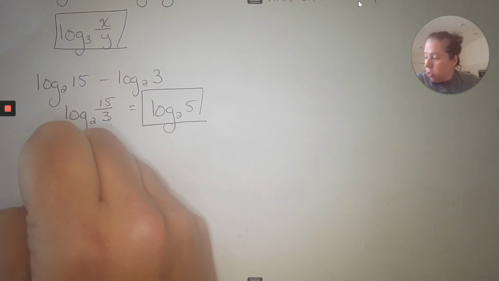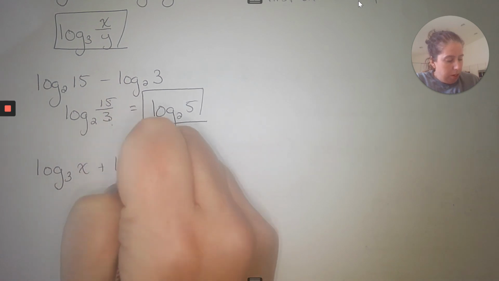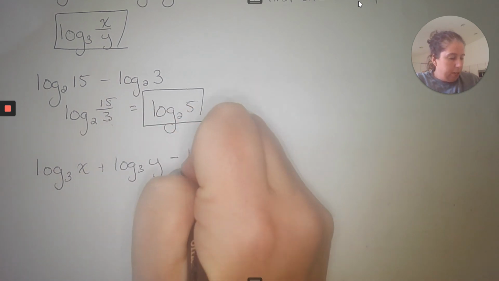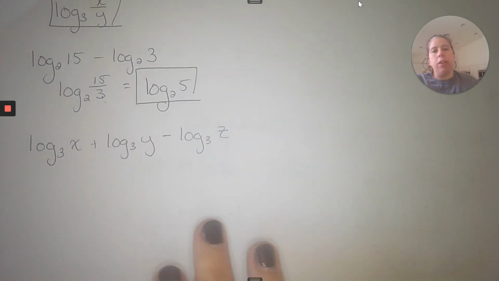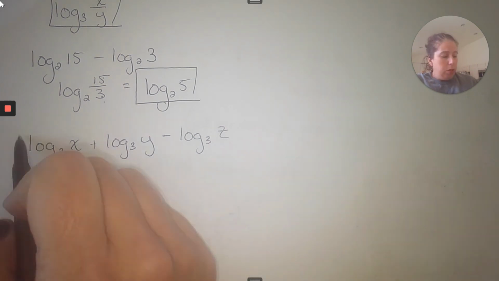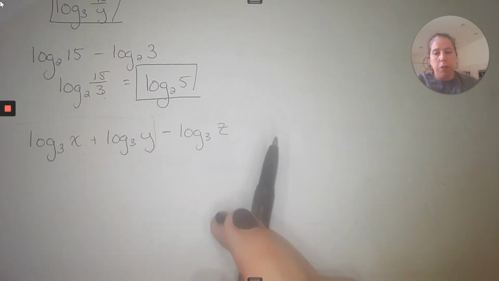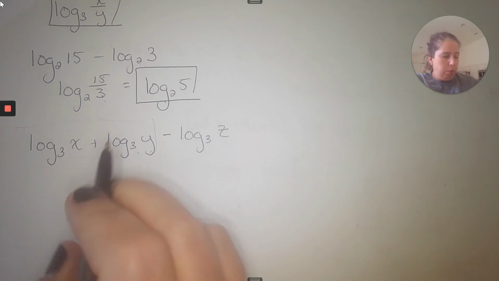So log base 3 of x plus log base 3 of y minus log base 3 of z. Okay, so now I got more than 2 terms. So I got 3 terms in this one. Okay, so what you're always going to do is you're going to start with the first two. Or if there's parentheses, which I'm going to show you one with parentheses, you'd start there. So we're going to start with these two and we're going to bind them together.